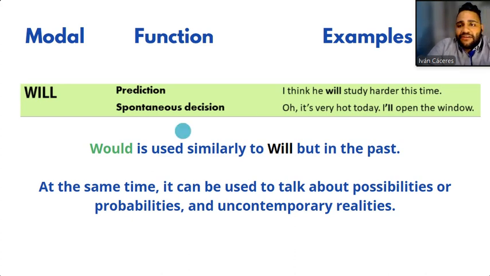And finally, it says here that would is used similarly to will, but in the past, as I mentioned before. And at the same time, would can be used to talk about possibilities or probabilities and on contemporary realities or surreal things. Things that are not exactly real or exactly true.